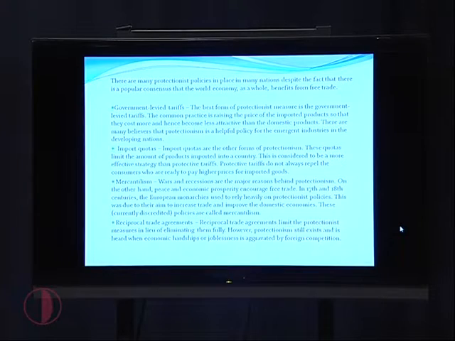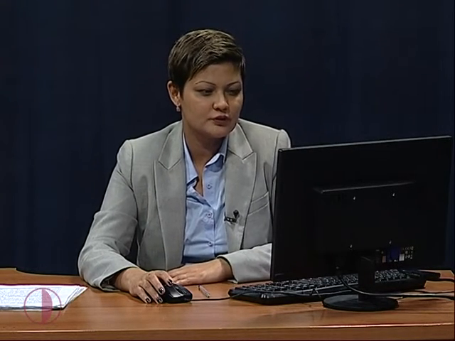Third is mercantilism. Wars and recession are the major reasons behind protectionism. On the other hand, peace and economic prosperity encourage free trade. In the 17th and 18th centuries, the European monarchies used to rely heavily on protectionist policies. This was due to their aim to increase trade and improve the domestic economies. These currently discredited policies are called mercantilism. You know it, I think.